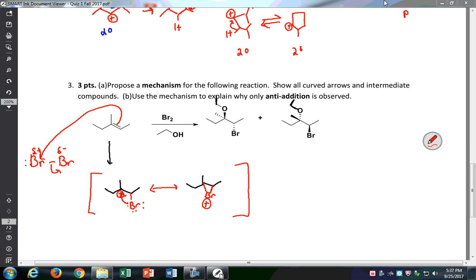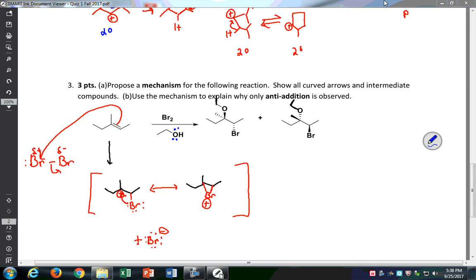Now the next step is we have a bond between oxygen and our carbon. The reason why is because alcohol is our solvent. We have a lot more of it than Br minus, which is also floating around. But we have a lot more of our oxygen than we have of our Br minus. So because of that, that will attack as our nucleophile. Our oxygen has lone pairs. That's where the bond between our carbon and our oxygen is coming from.